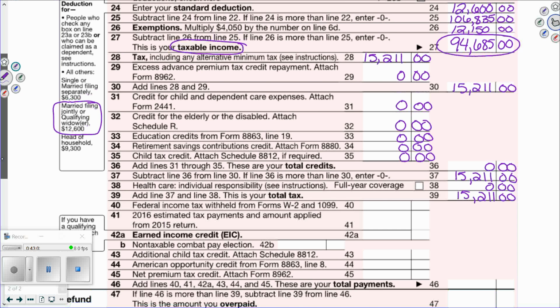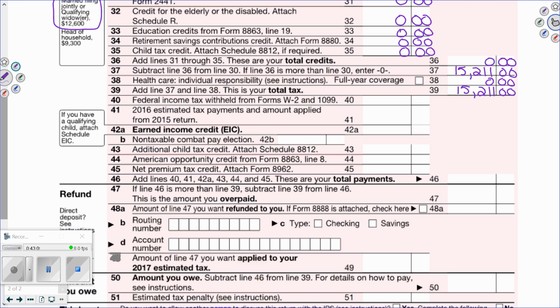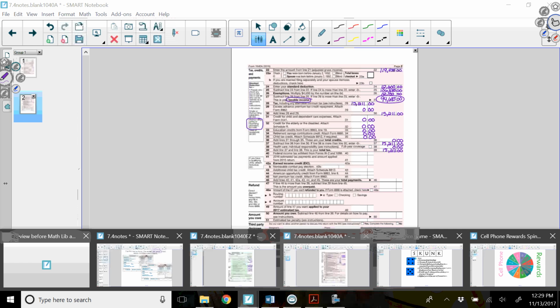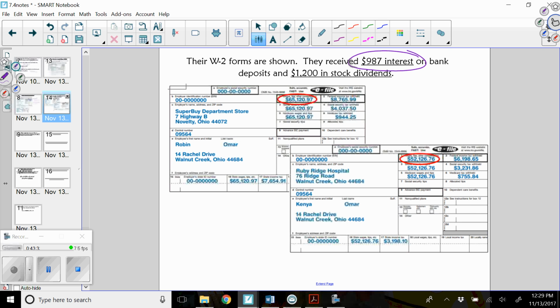Number 40, federal income tax withheld from forms W-2 and 1099. Do you guys know where he got that from? Do we have those forms? Yeah. So if you go back and look at this, here are their forms. Here's their income tax withheld. So he just added them together. Since they're filing jointly, it's the two of them together.